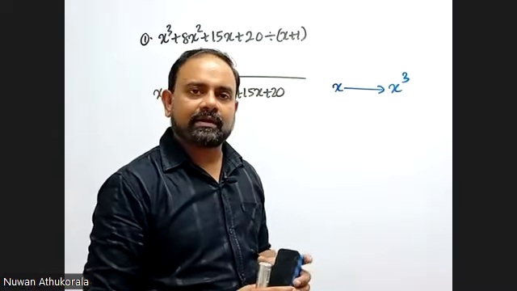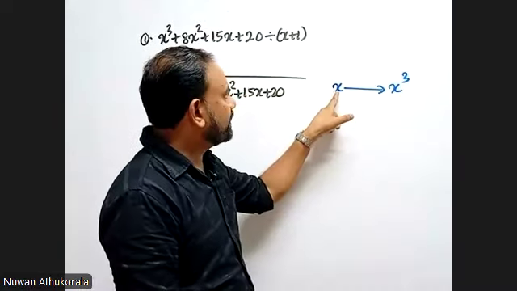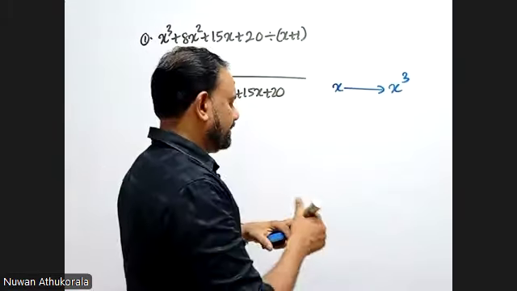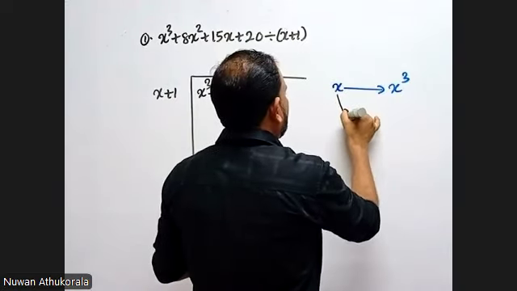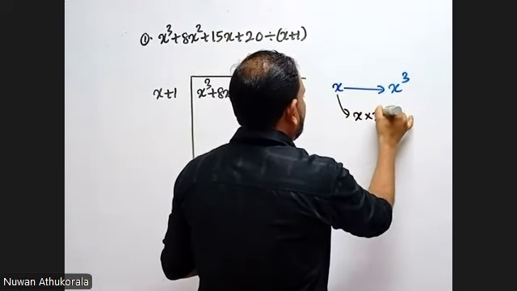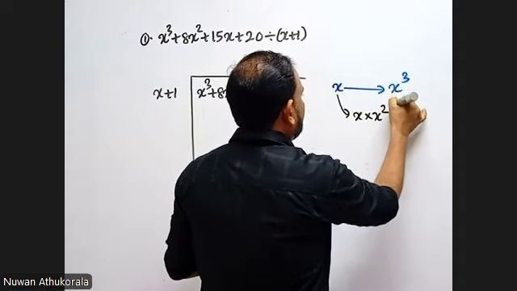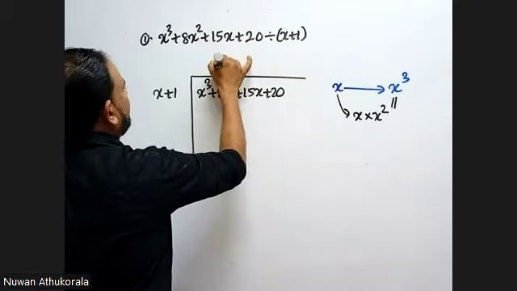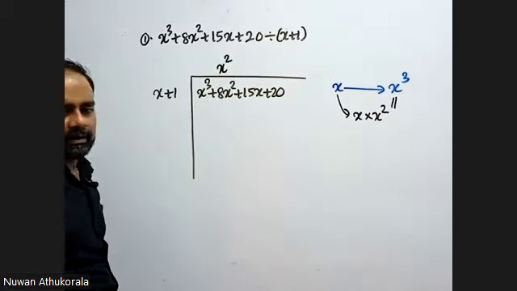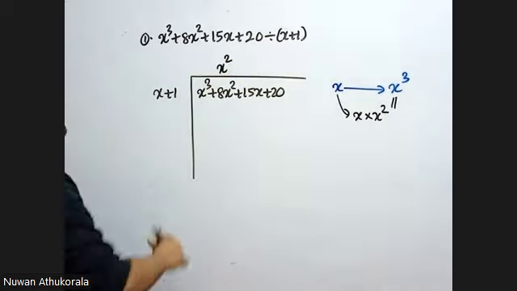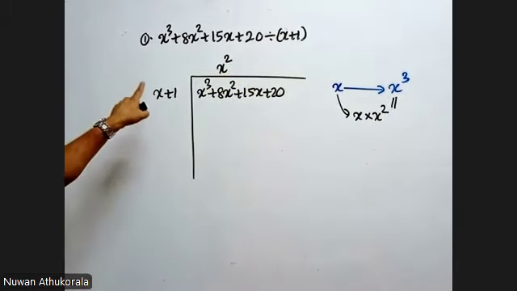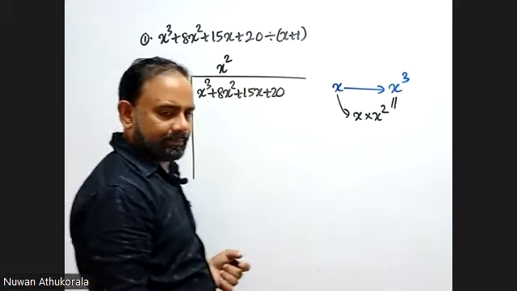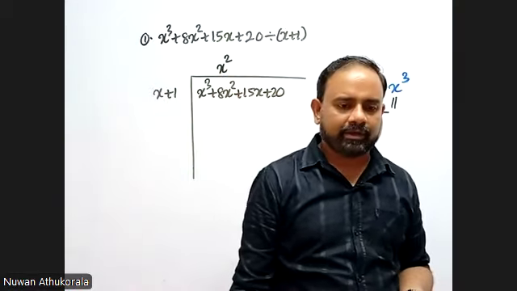We have to check the indices, right? Here power of x is 1, power of x is 3. Then simple x should be multiplied by x squared. x into x squared becomes x cube. So first term of quotient is x squared. Then all terms of the divisor should be multiplied by x squared.